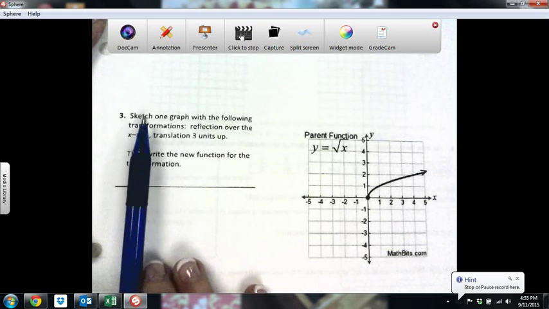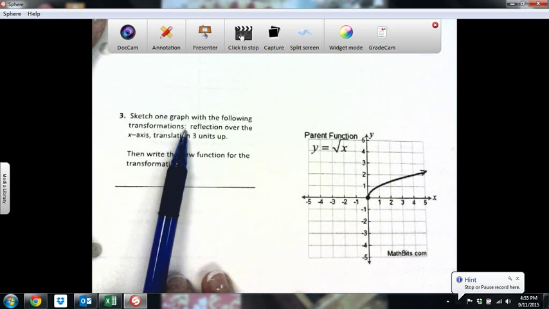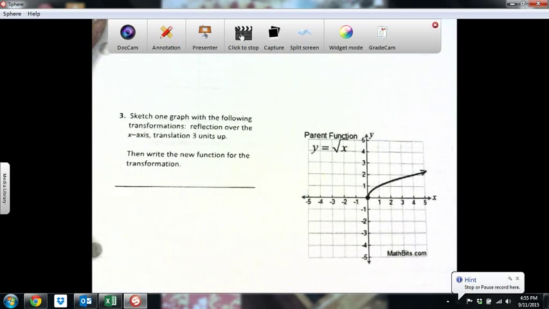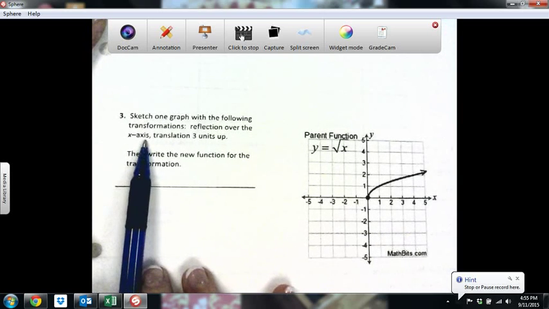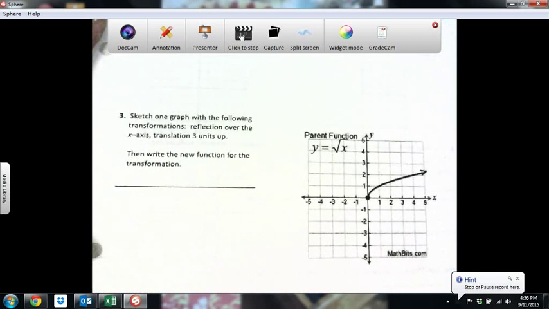Question number 3 says to sketch the graph, or sketch one graph, with the following transformations. Transformations here refers to how this graph is going to be moved. We're going to take this graph and reflect it over the x-axis, and I'll show you how to do that in just a second, and then we're going to translate it up 3 spaces.